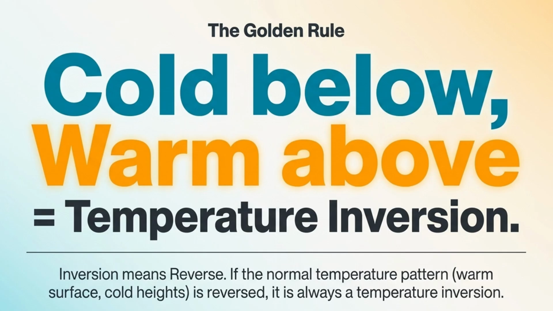The golden rule of temperature inversion is cold below, warm above. This is the easiest way to remember temperature inversion. Normally, temperature decreases with height. The air near the Earth's surface is warmer, while the air above it is cooler. In a temperature inversion, this pattern is reversed. Cold air stays near the ground, warm air remains above it. These warm layers act like a lid or blanket, preventing the cold air from rising and stopping pollutants from dispersing. As a result, fog, frost, and smog can develop near the surface. So, whenever you see cold air below and warm air above, you know that a temperature inversion has formed.